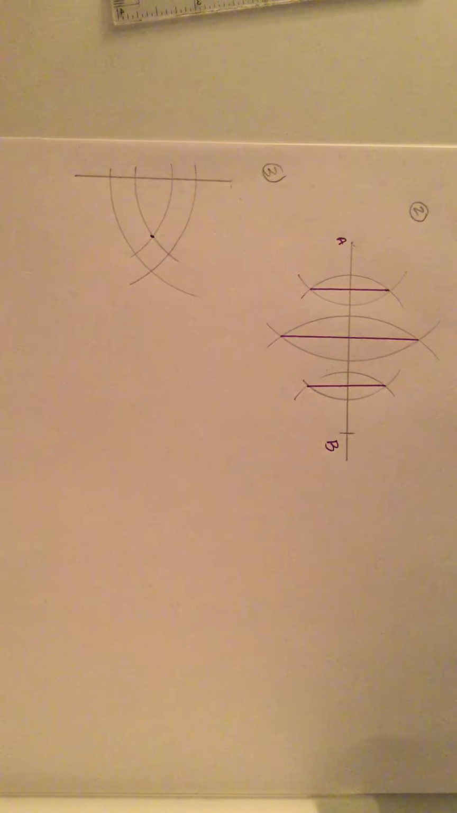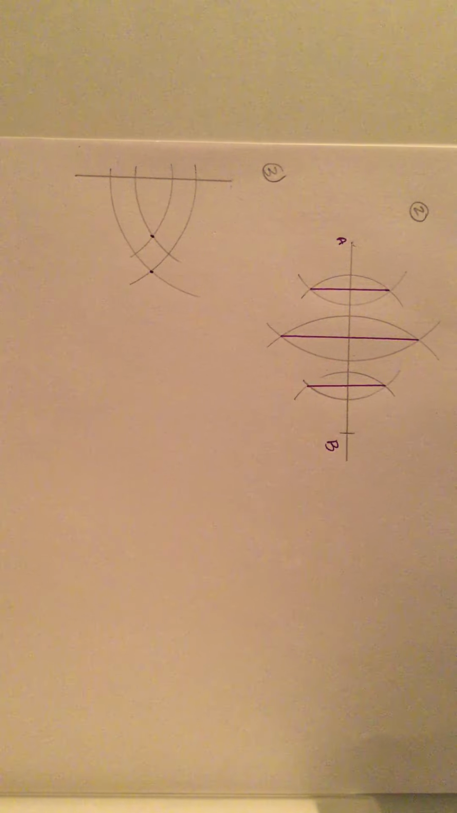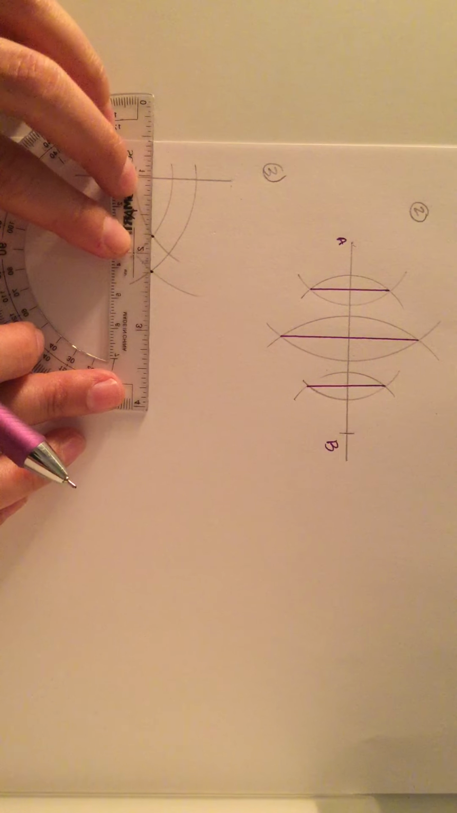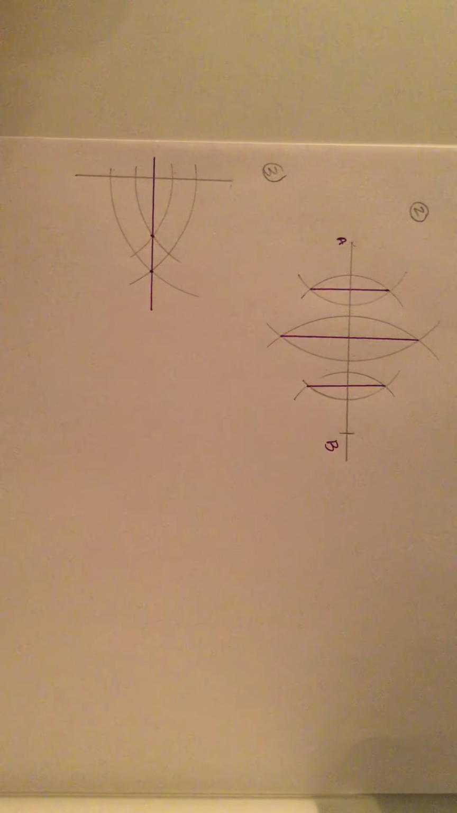I'm going to draw the same arc. So I've created a second point that is equidistant from the two endpoints, which means that both are on my perpendicular bisector, which means that I can now draw in my perpendicular bisector.